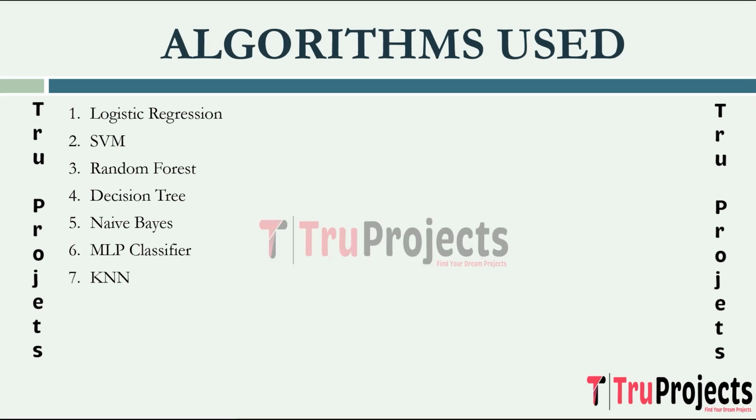KNN is a non-parametric and instance-based learning algorithm. It classifies new instances based on the majority class of their K nearest neighbors in the feature space. It is selected for its simplicity and effectiveness in handling text data. It is particularly useful when the decision boundaries are not linear and when the text categorization requires considering the similarity of instances in the feature space.